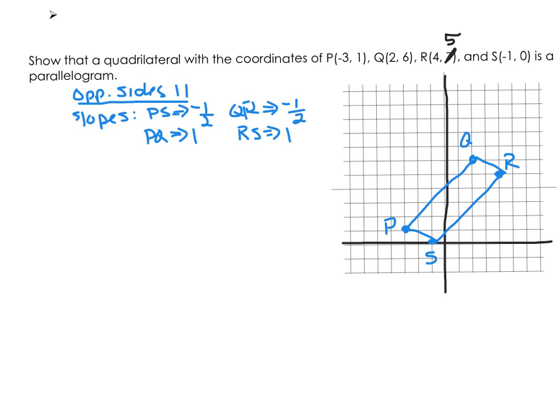Our second method was to show that opposite sides are congruent. Well, how do we do that? We could either use the distance formula, or I prefer the Pythagorean theorem. So I'm going to make PS the hypotenuse of a right triangle. I can tell that the two legs of the triangle are 1 unit and 2 units long. So I know that PS is going to be the square root of 1 squared plus 2 squared. So that's the square root of 5. I could do the same thing with QR.